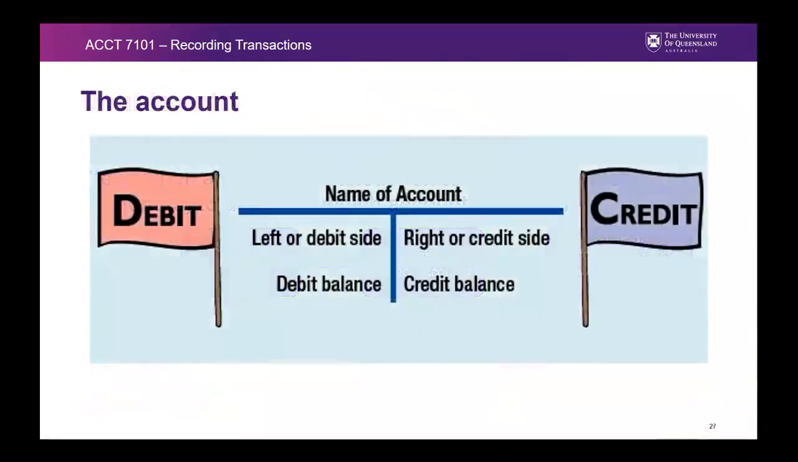So what we've got is, by convention, if we have an account, then on the left side it's a debit and on the right side it's a credit. So this is a convention for convenience. So we'll use the left side for debits, right side for credits.